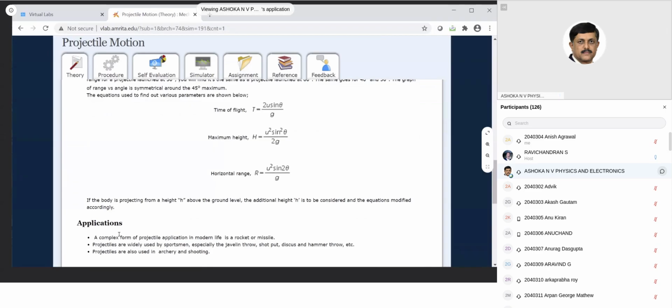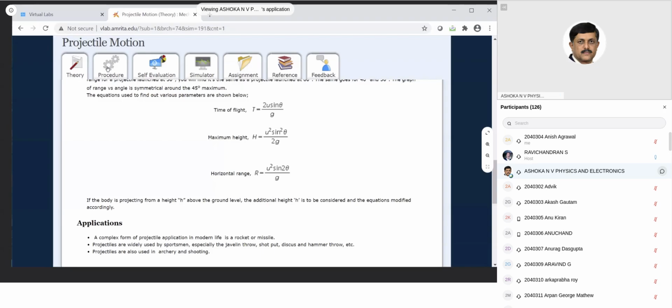Even the complex form of projectile application in modern life is a rocket or missile. Then sports, all this you can see: javelin throw, shot put, discus throw, and then the hammer throw. So many are there, and even archery as well as shooting. They all follow this.